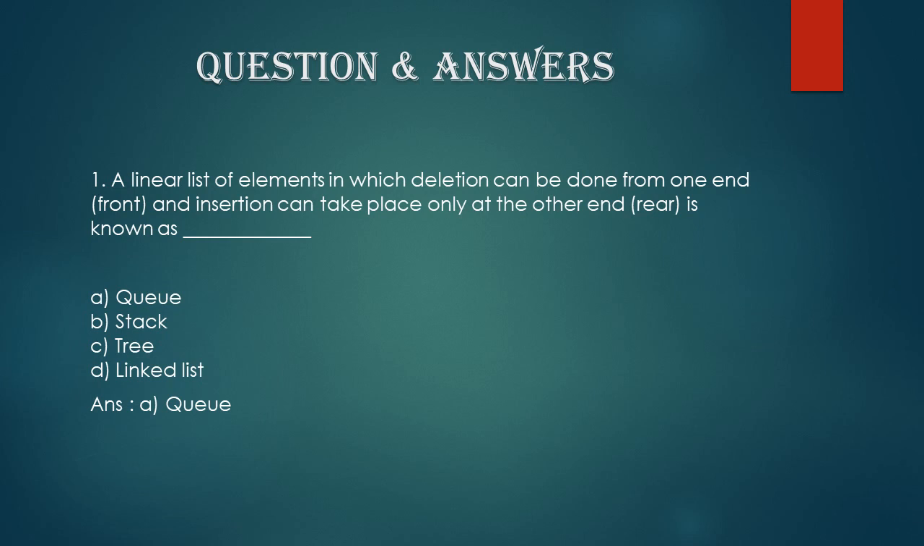Now we will move on to the question and answer section. The first question: a linear list of elements in which deletion can be done from one end, that is front, and insertion can take place only at the other end, that is rear, is known as. The options are queue, stack, tree and linked list. The answer is option A, queue.